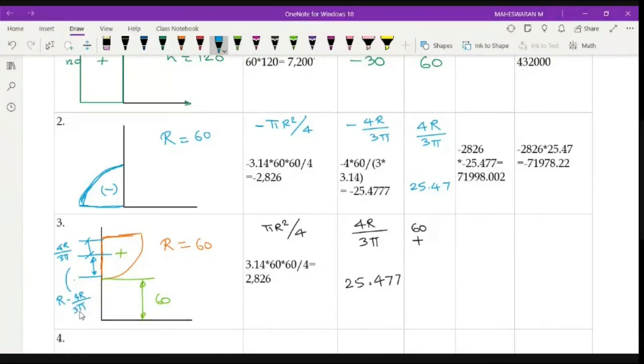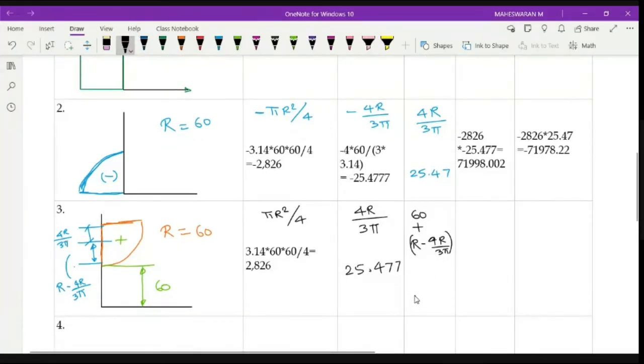Right? It is r minus 4r by 3 pi. So that has to be included here. So 60 plus r minus 4r by 3 pi. So this is what I will get. Right? So what do you get? You are getting 94.53.